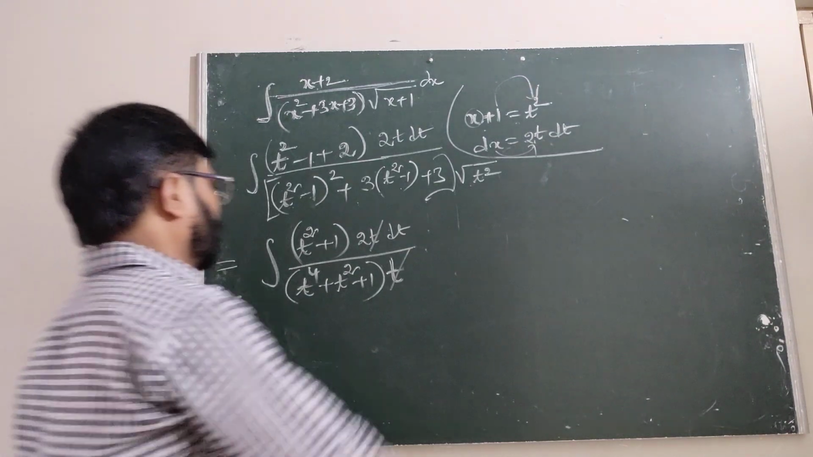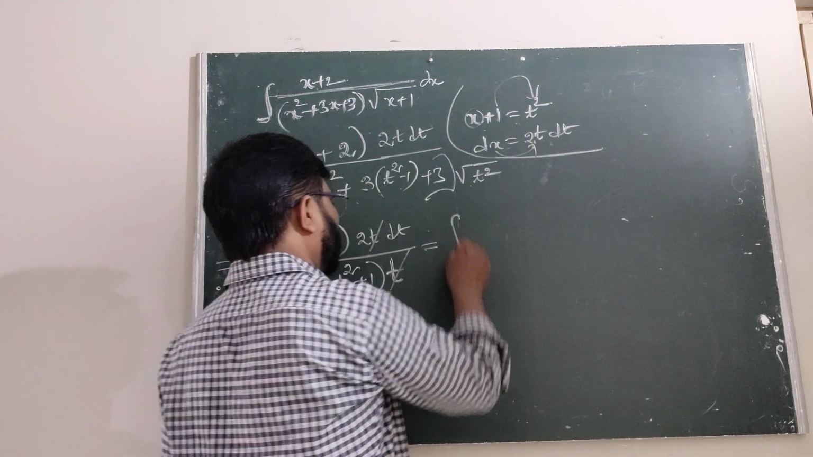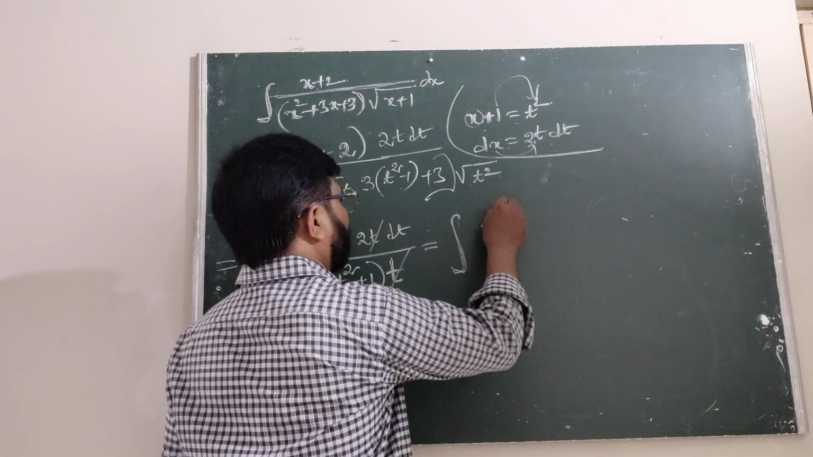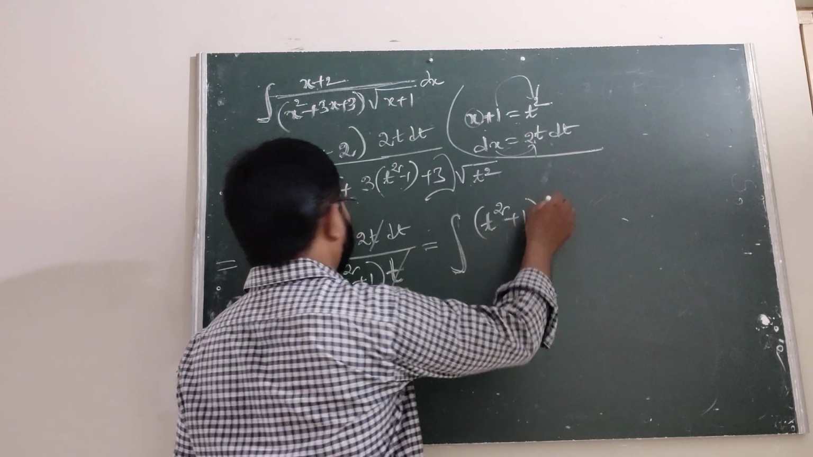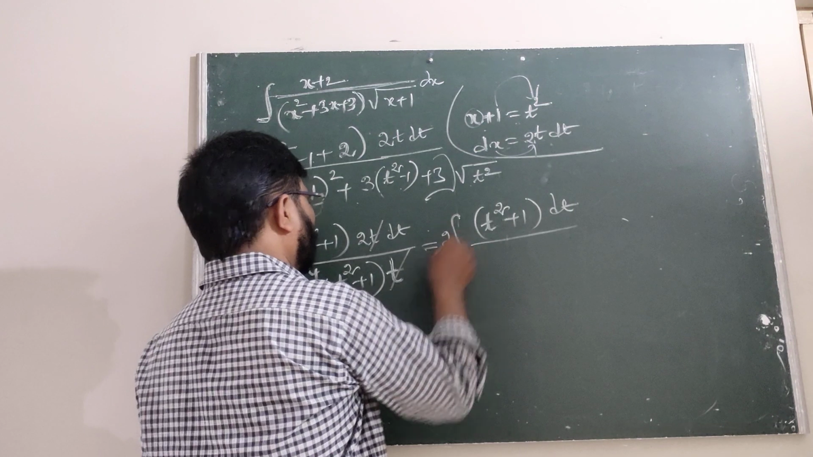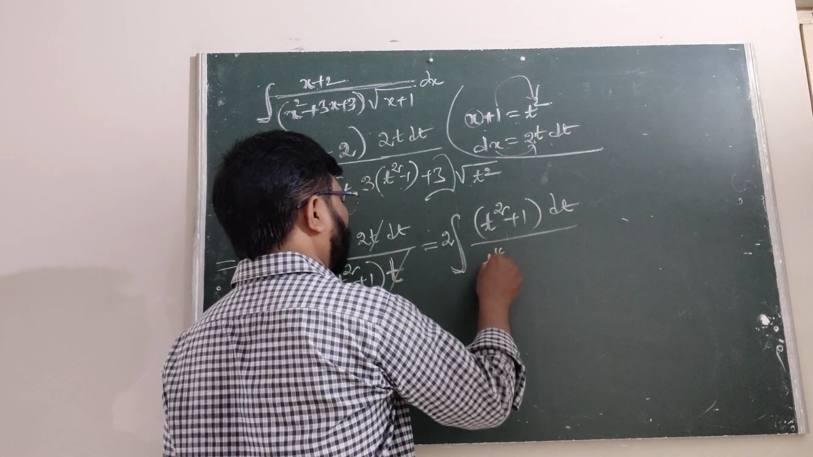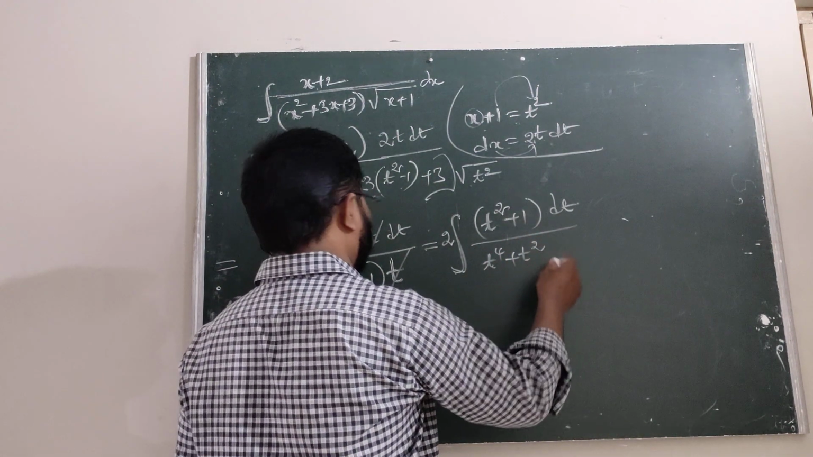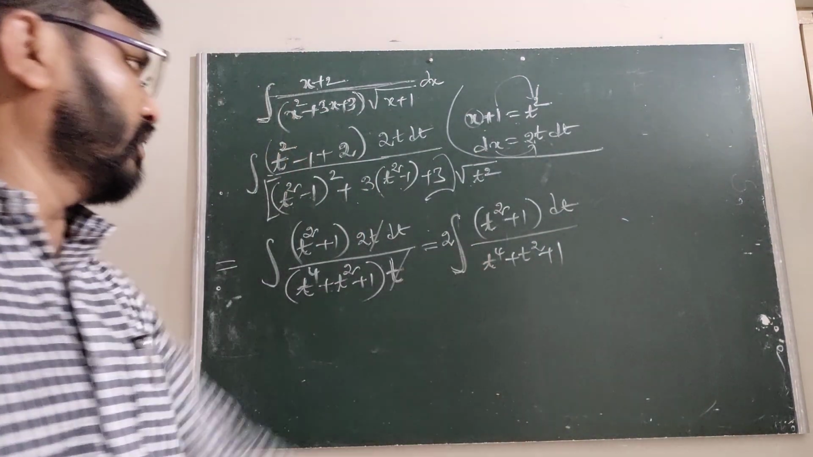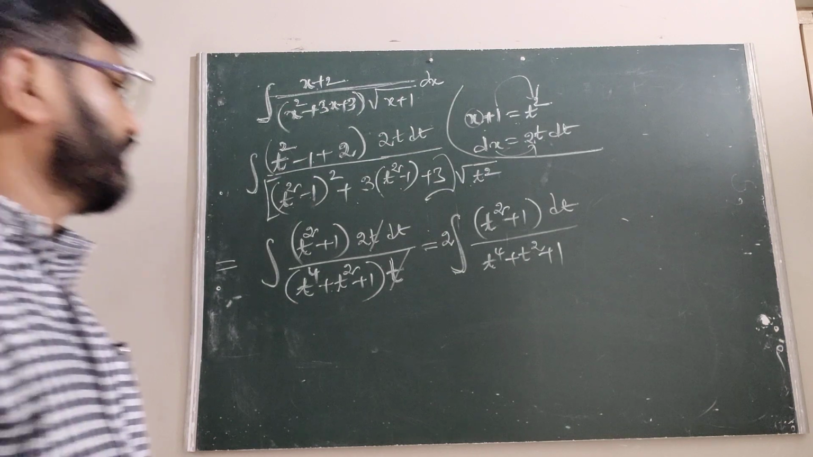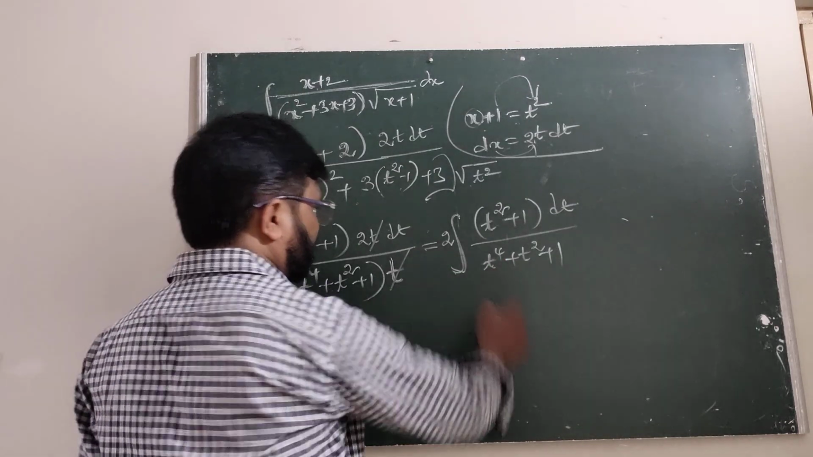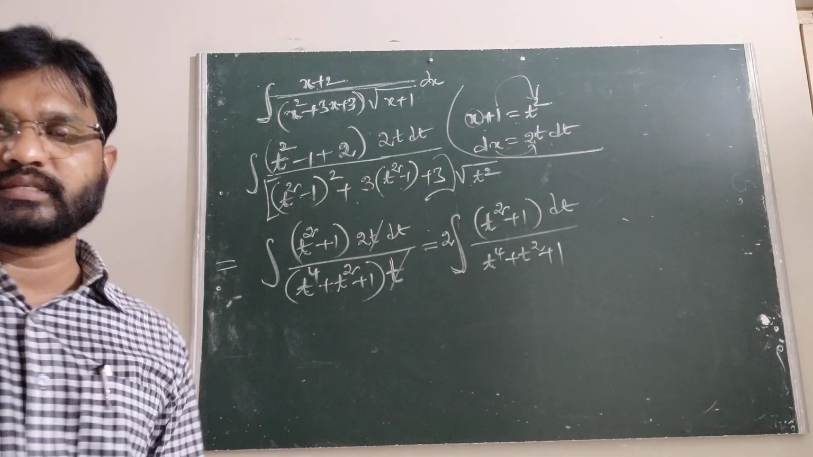Now we are getting the integral: integral t square plus 1 into dt upon 2 into t power 4 plus t square plus 1 into dt. How to evaluate an integral of this type? This is the 10th type, when the denominator is t power 4.